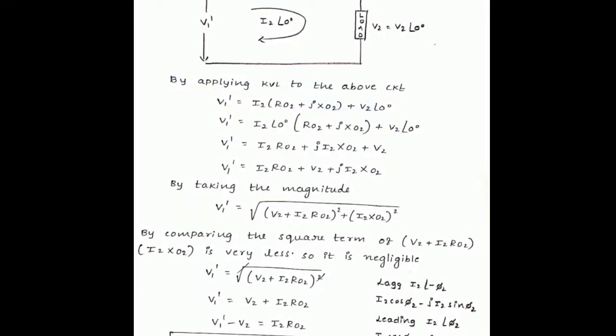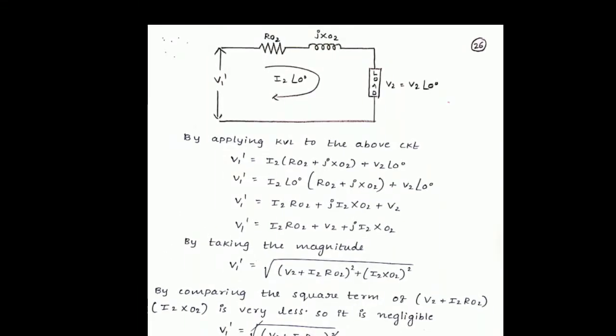Here, by applying KVL to the circuit, V1 dash is the primary side voltage when referred to the secondary, and V2 at an angle 0 is the reference voltage. R02 plus jX02 is the total impedance of the transformer when referred to the secondary, and the current is I2. For a resistive load, that is if the load is pure resistance, the current I2 passing through the load is exactly in phase with V2. Therefore I2 can also be taken as I2 at an angle 0 degrees.